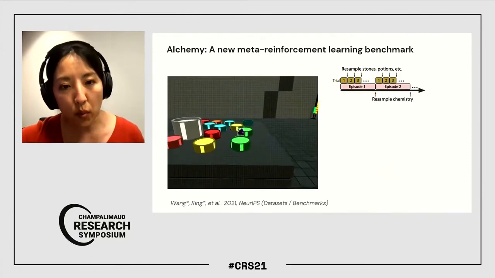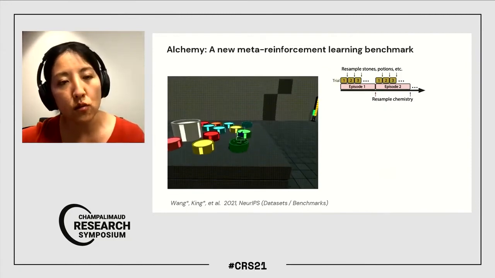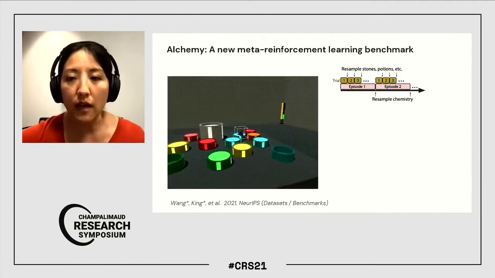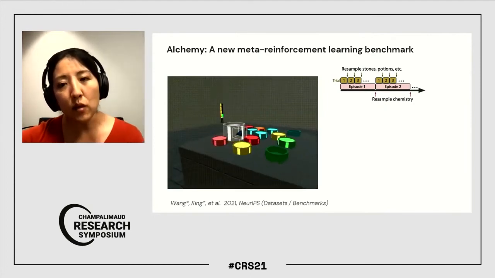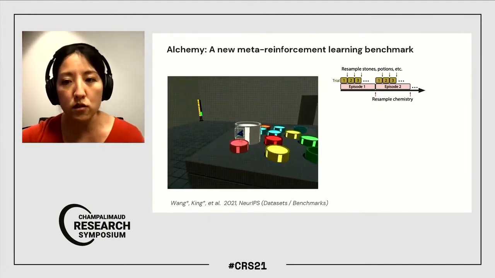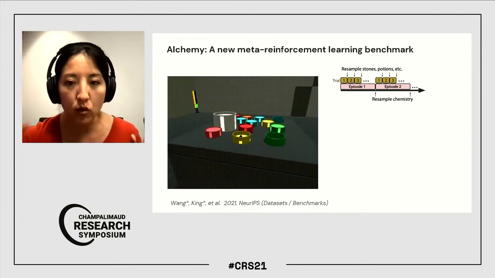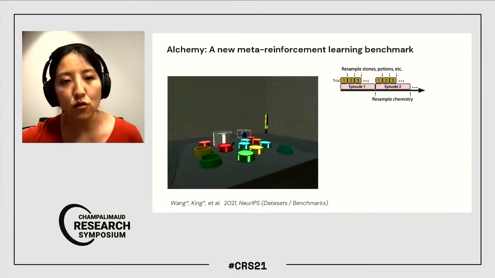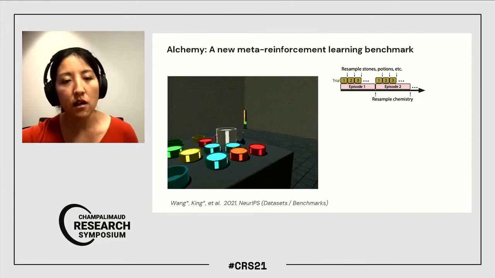So that was the point of us introducing this new meta reinforcement learning benchmark called Alchemy. This is a game in which you're trying to transform various stones into highly valued, quote unquote, gold stones by dipping them into various potions. You can kind of see it in action here.